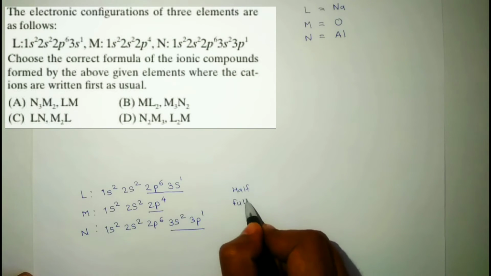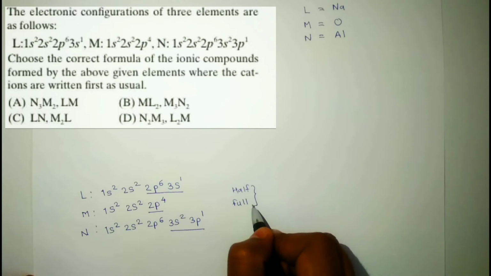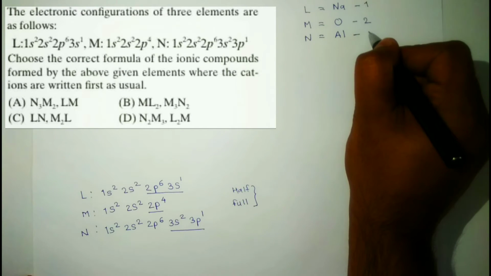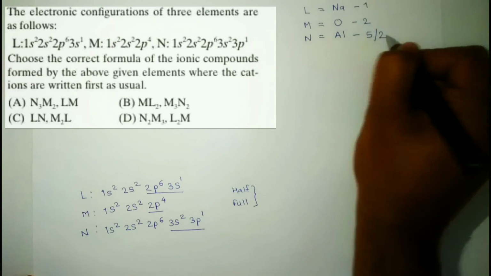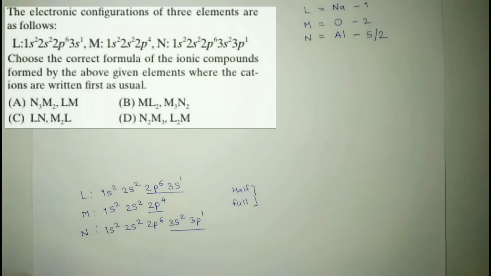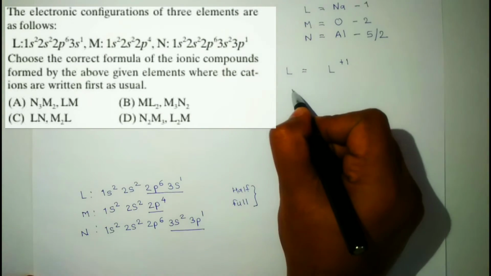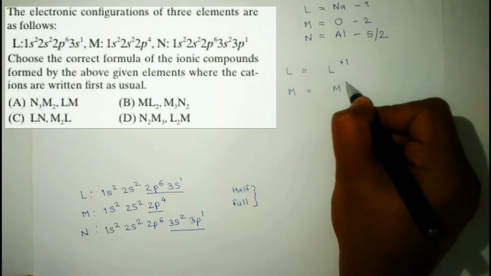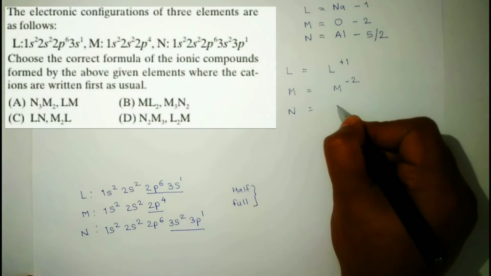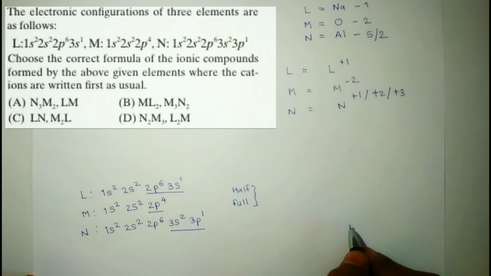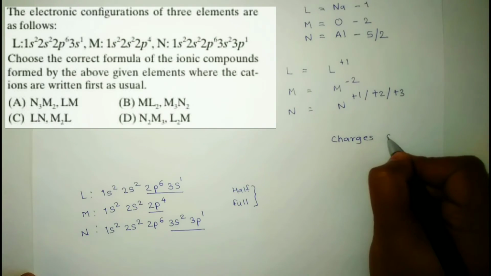Here in this case, the required electrons in the outermost shell for sodium metal is 1, for oxygen there are 2 electrons, and for aluminium there must be 5 electrons to fill and 2 electrons to half-fill the outermost orbitals. The possible charges on the elements are +1 for sodium metal, -2 for oxygen, and +1, +2 and +3 for the aluminium element. The charges on the elements are +1, -2 and +3 to achieve the correct chemical formula.